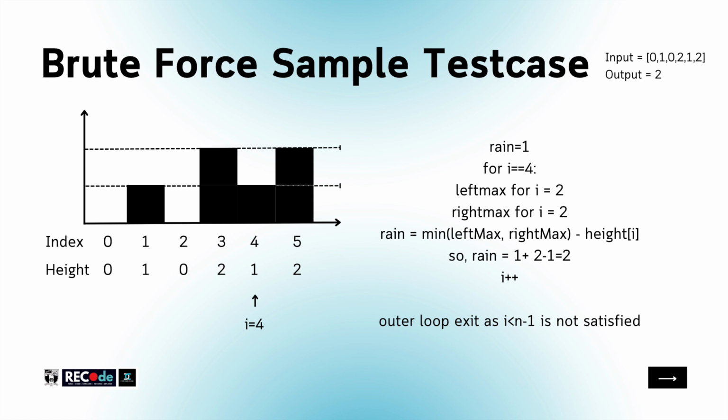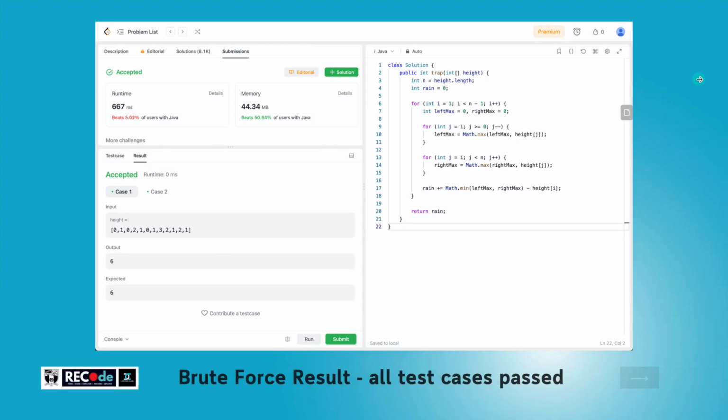And we increment I. But now the outer loop's condition doesn't satisfy, as I is not less than n minus 1. Because I is now 5, n minus 1 is also 5, which doesn't satisfy. So we exit and return the rain value, which is 2. And it matches our output. For this code, on LeetCode, all the test cases passed.